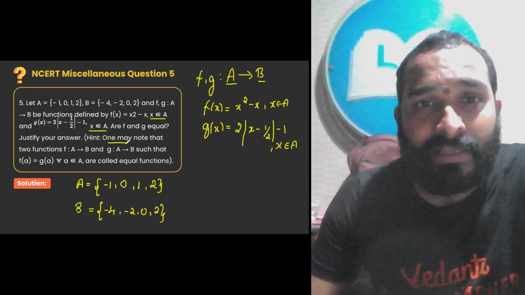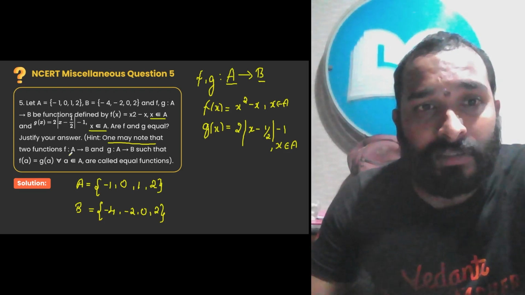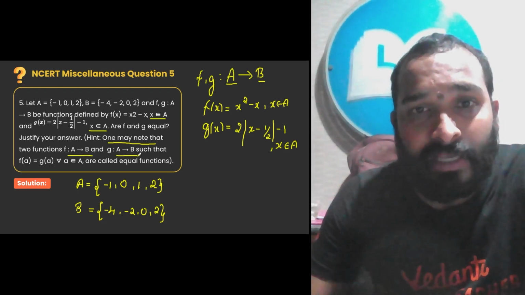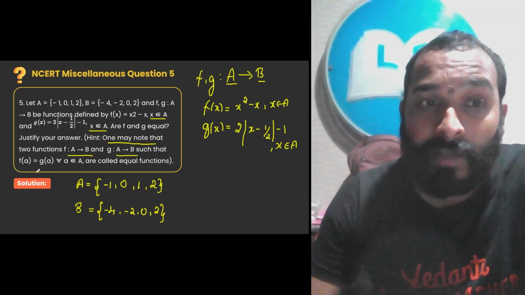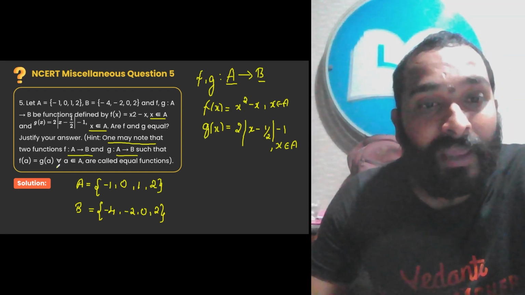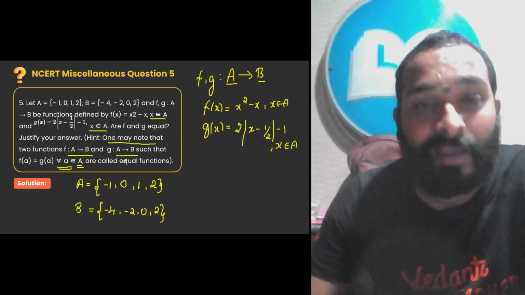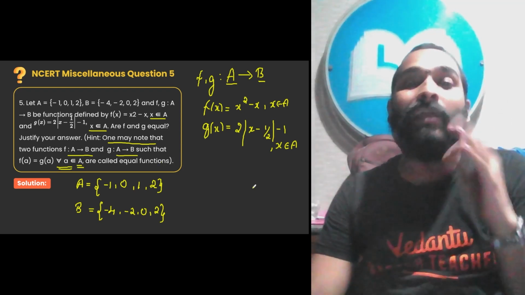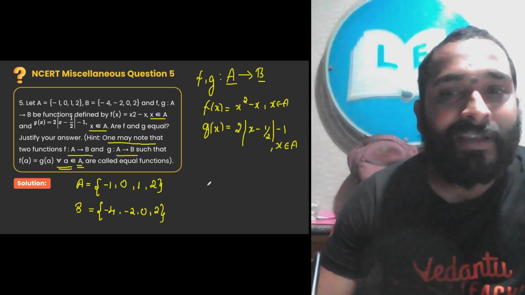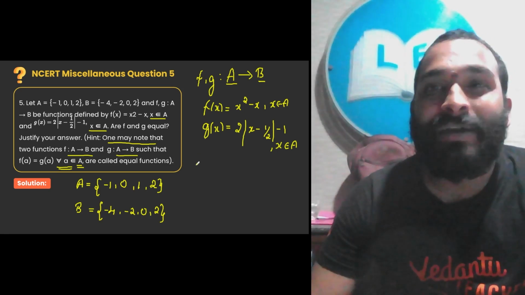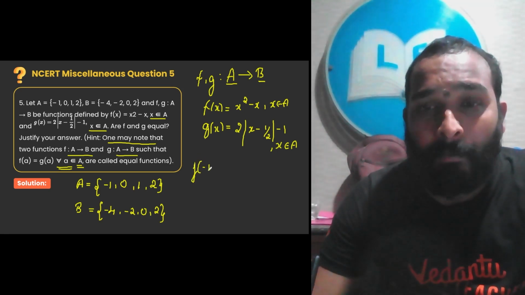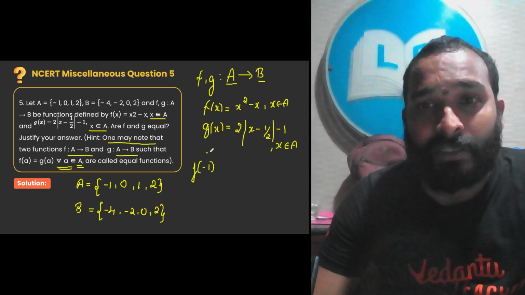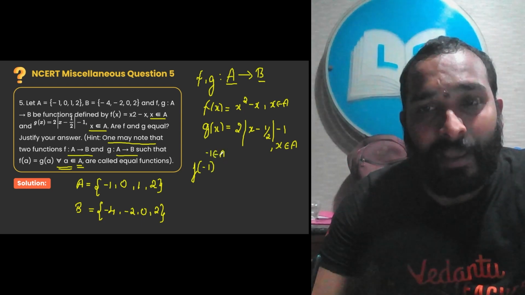A hint is given. One may note that two functions, f from A to B and g from A to B, should be such that f of a should be equal to g of a, where every element a should belong to set A. These are called equivalent or equal functions. So they have clearly given the hint, children. So first, let us check for each and every element. Let us see what is f of minus 1, because minus 1 belongs to set A, correct?